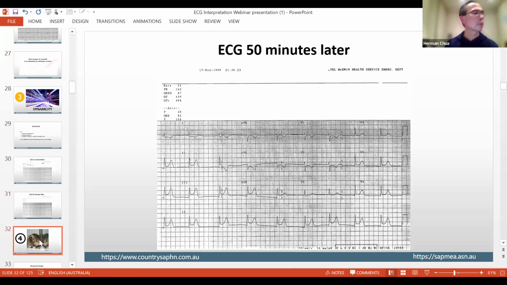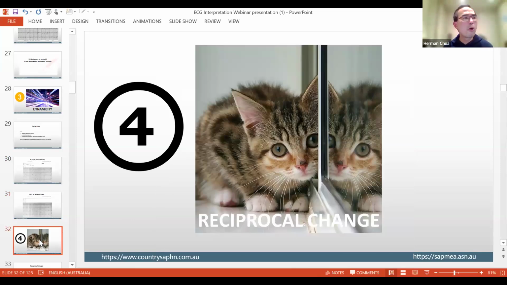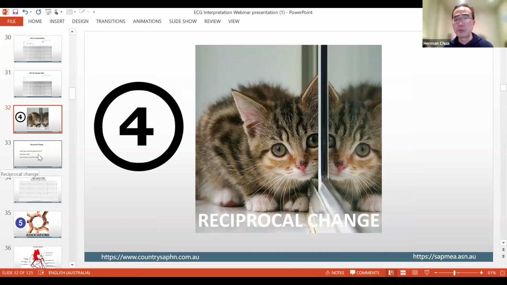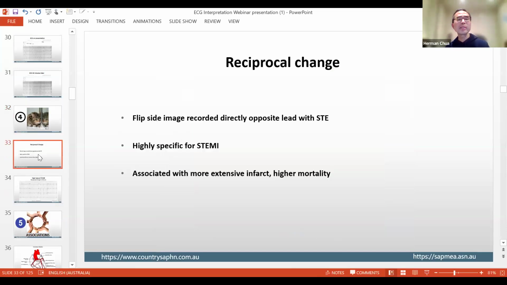Okay, all right. So the fourth one is the concept of reciprocal change. You may have heard of this before, right? So what is a reciprocal change? Basically, it is the flip side image, which is recorded in leads directly opposite the leads with ST elevation. So in simple terms, it is the image opposite the leads with ST elevation. And when you see reciprocal change, it is very specific for acute coronary occlusion, essentially.